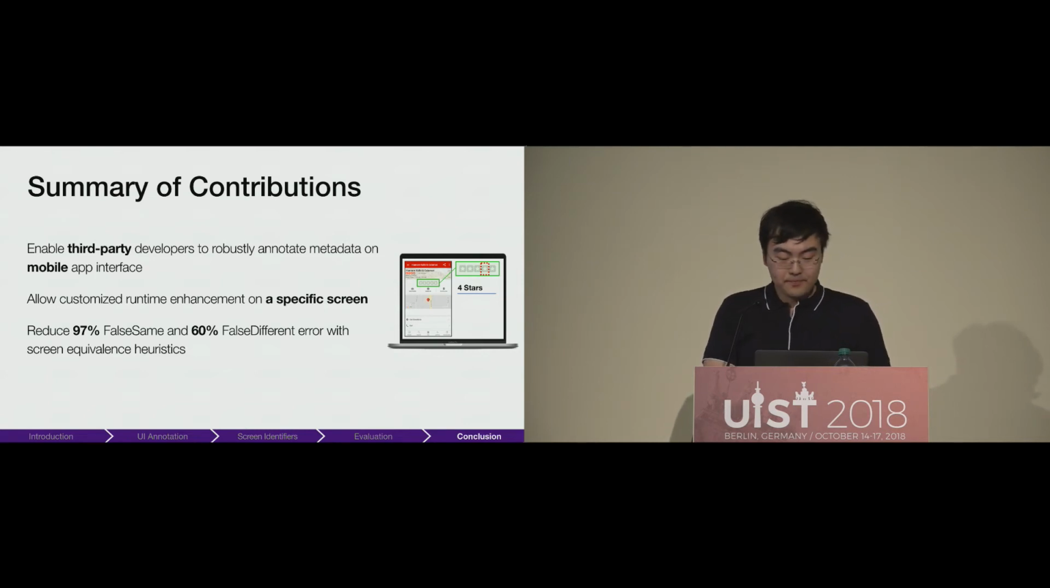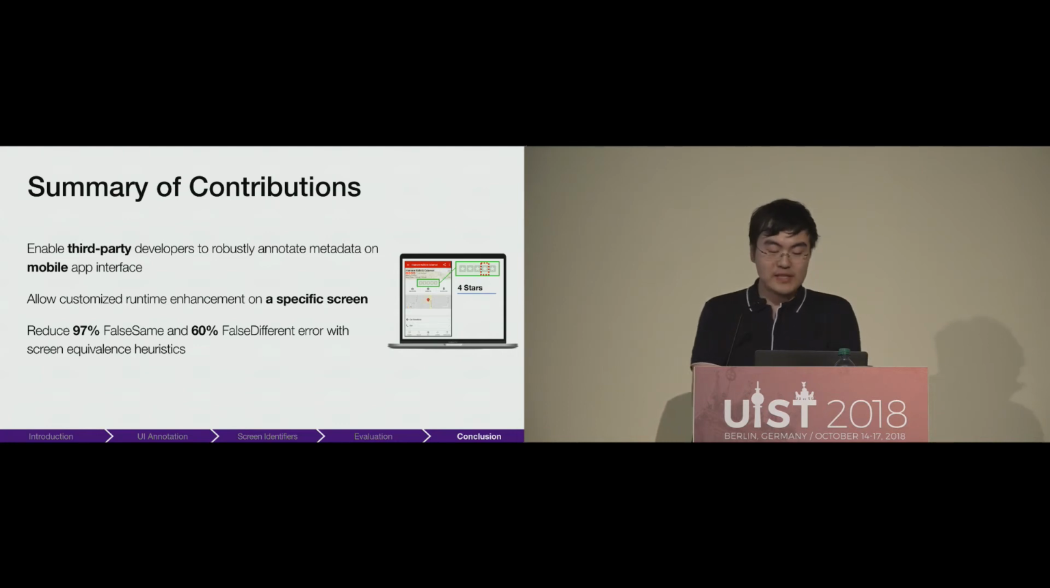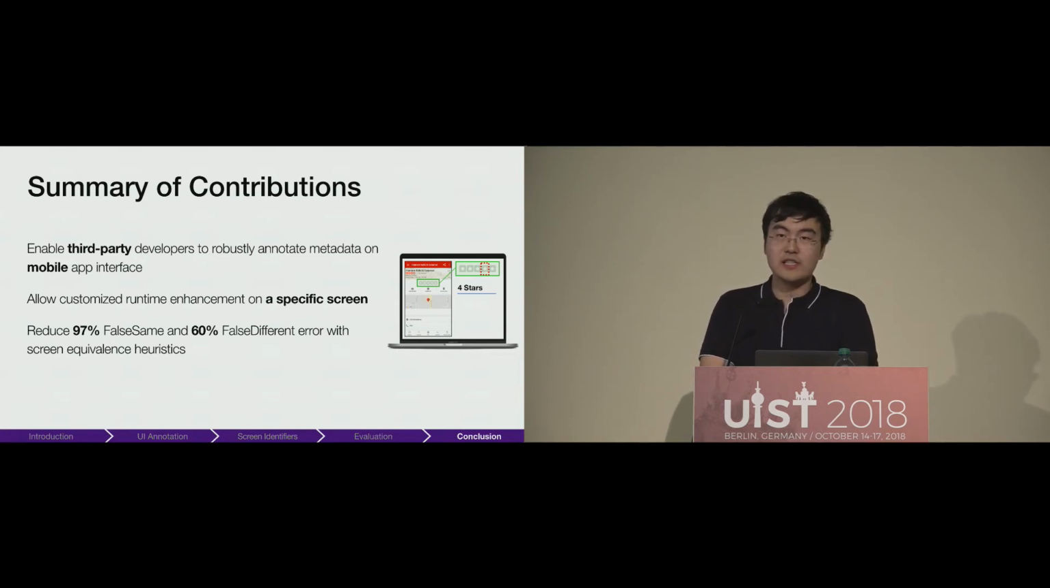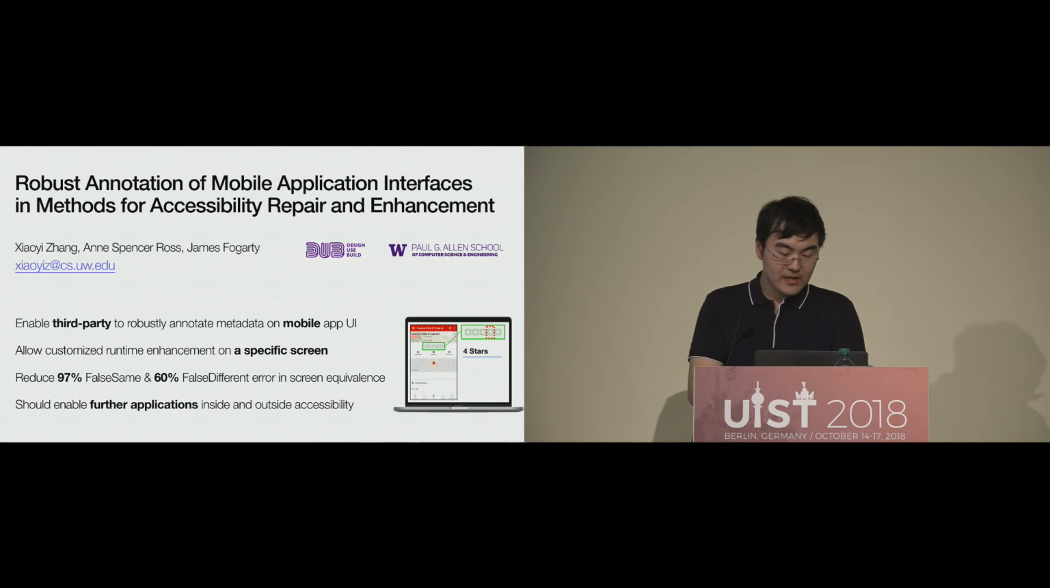In summary, the robust app UI annotation makes accessibility repairs more reliable and scalable. In our previous work in action proxies, it allows customization in a specific app. In this work, annotation allows enhancement on a specific screen. And lastly, with our screen equivalence heuristics, we reduce a large portion of screen identification errors, which may also be applied to additional research. So thank you.